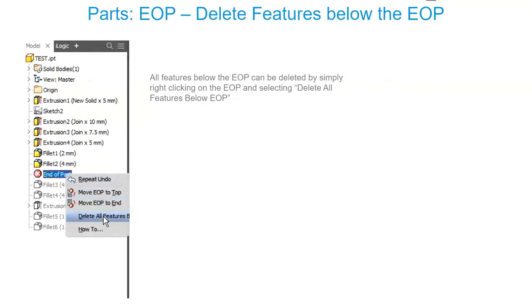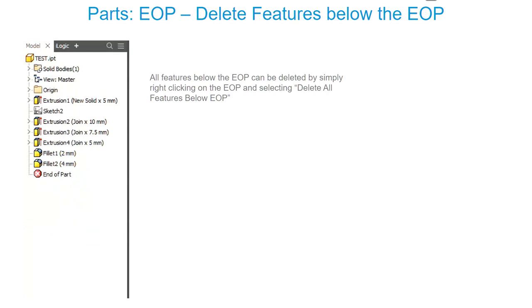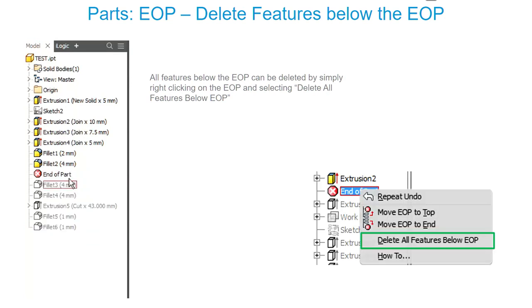Right, your end of part. You can delete everything under your end of part simply by right-clicking on it and going delete all features below end of part. Quite useful, something I use quite a lot.